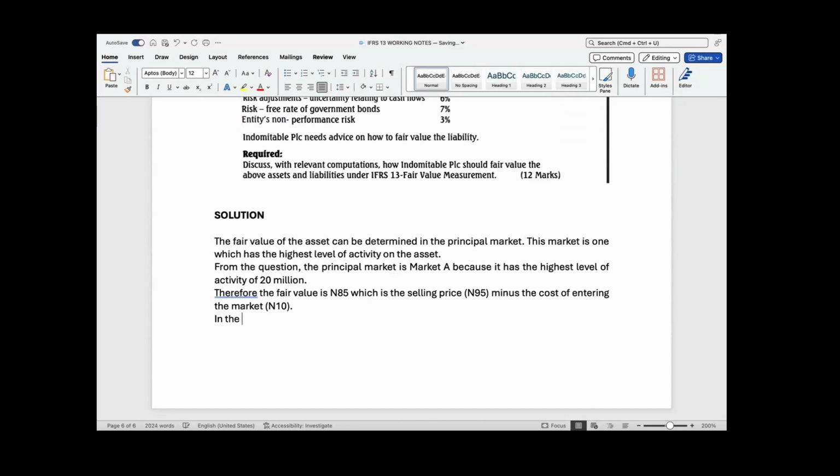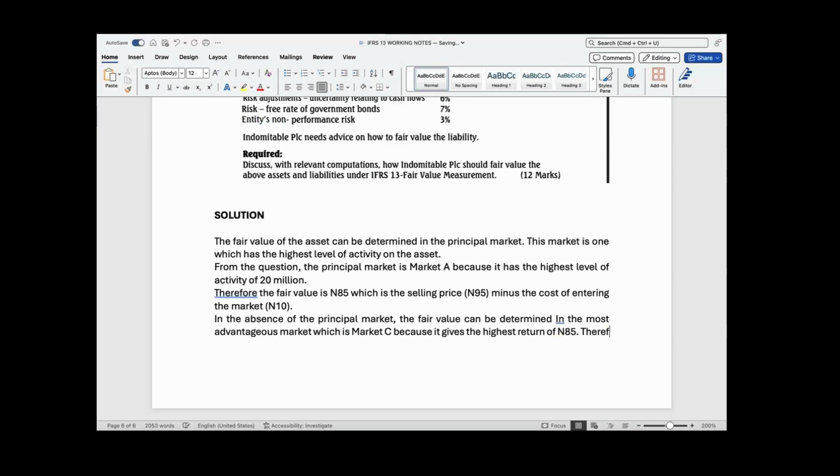Okay. And let's just always put it so that, in the absence of the principal market, since it's 12 marks, the fair value can be determined in the most advantageous market, which is market C, because it gives the highest return of 85 naira.